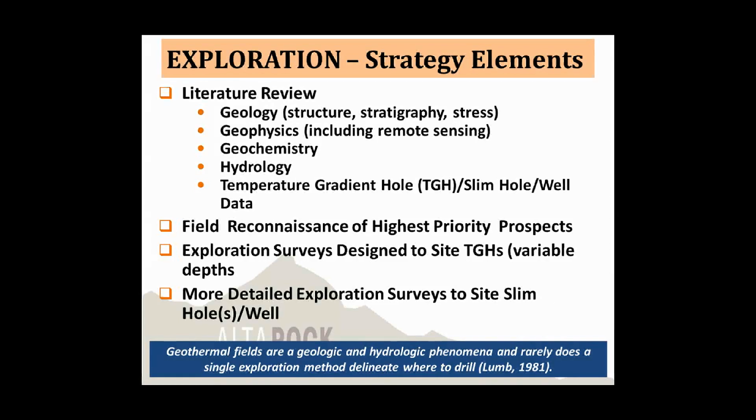Sometimes a 2 meter or 1 meter or 3 meter temperature survey in an environment like the Basin and Range is actually useful, but the same type of survey in the Cascades, the high Cascades in Oregon, Washington, and California, won't do you any good. And then you want to do more detailed exploration surveys to actually site your slim hole and well. As you go through each stage here, you're getting more and more data on a smaller and smaller piece of property that you've been looking at.